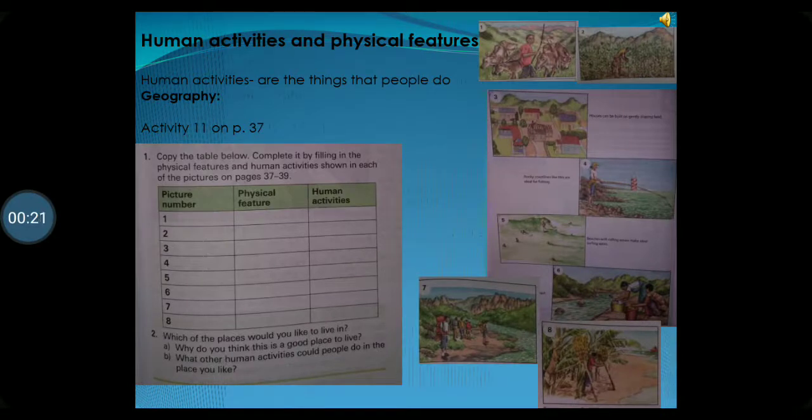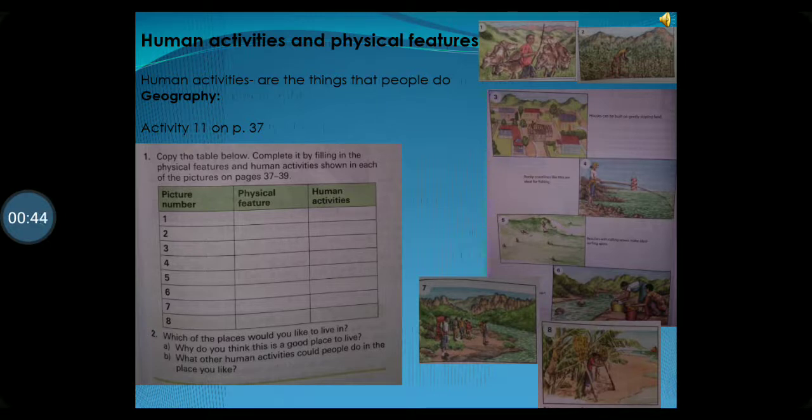Okay, now let's look on page 37. Follow with me. Physical features and human activities. Links between physical features, where people live, and what they do. Physical features have a lot to do with where people live. It is, for example, difficult to build a settlement on a steep or rocky mountain slope. Flat or gently sloping areas are easier to build on.